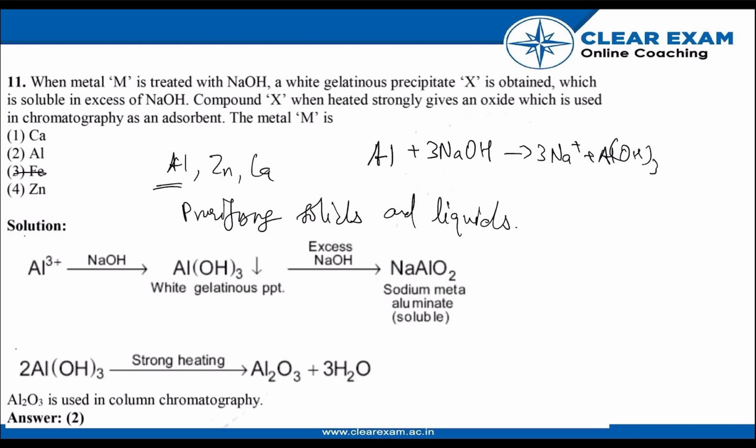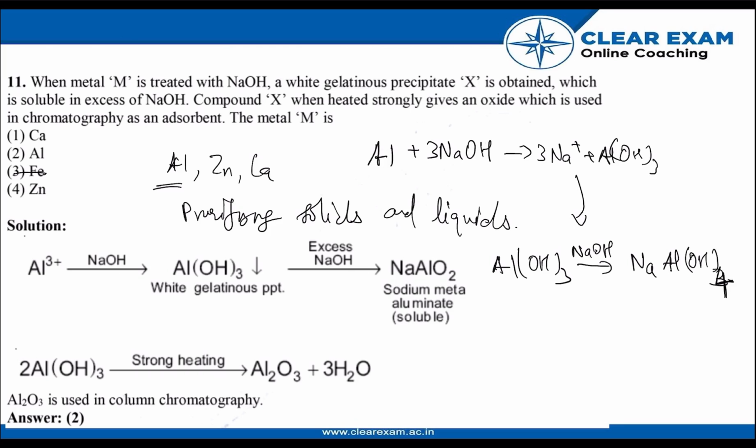So Al(OH)3 is treated with NaOH again. It forms NaAl(OH)4.